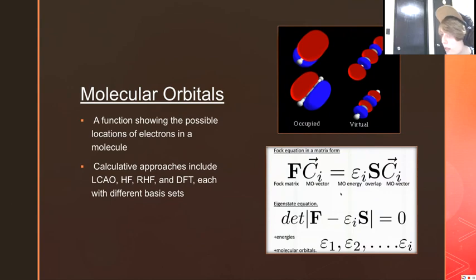So molecular orbitals, this is a very, very basic overview. I'm not necessarily going to go deep into theory, but essentially the very basics of it is it's a function showing the possible locations of electrons in a molecule. So when you're talking about molecules, you can have multiple calculative approaches to molecular orbitals. One of these approaches is Hartree-Fock, restricted Hartree-Fock, density functional theory, or you could use linear combination of atomic orbitals to calculate these molecular orbitals. The picture to the right is a case for restricted Hartree-Fock, where you have the Fock matrix, MO vector, MO energy overlap, and then the MO vector. All right, next.